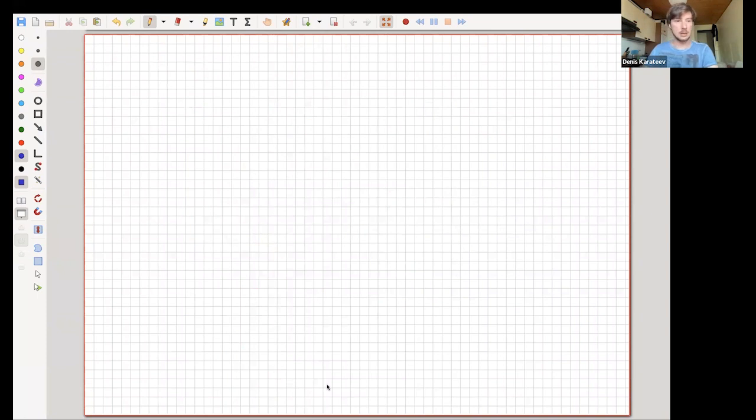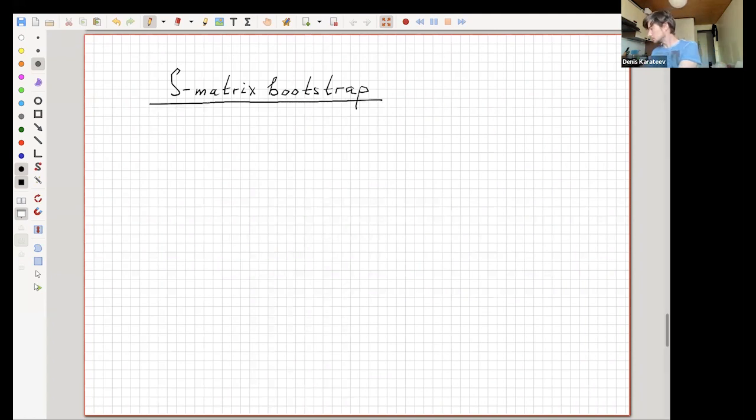Okay, so if there are no more questions, let's talk about the S-matrix bootstrap. Very good. So I will be working with general dimensions here in principle. And let me be very precise. So the full scattering matrix, the full scattering amplitude.